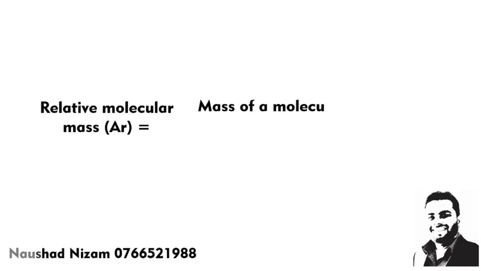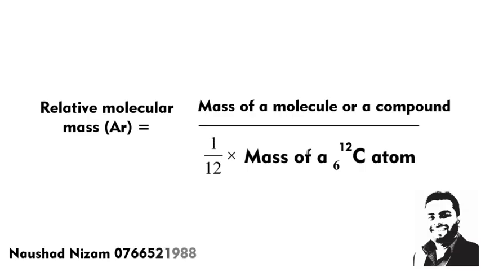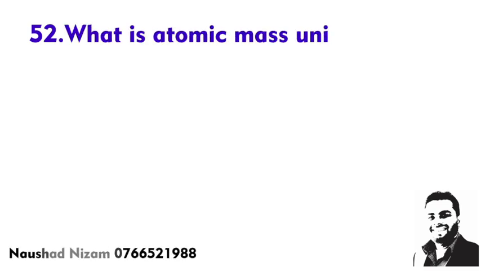So on the numerator, you write down the mass of a molecule, not the atom here, the mass of a molecule, and divide it by, and remember, divide it by the same atomic mass unit. Same thing, 1/12 of the mass of carbon atom, isotope carbon-12. So there is an example here of how to apply this equation when it comes to calculations.